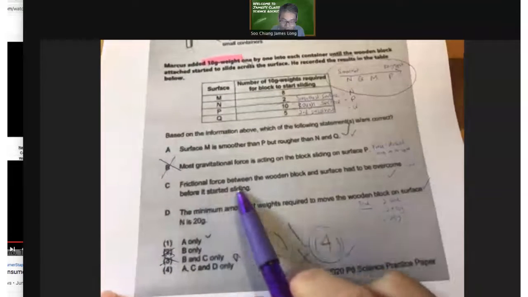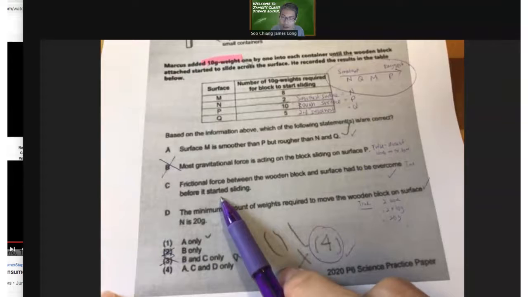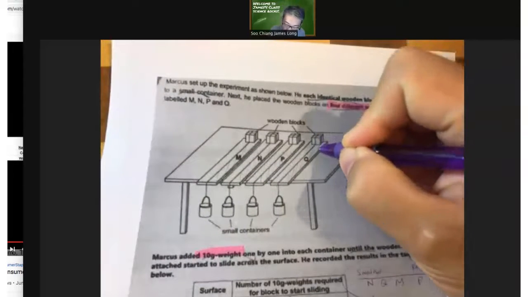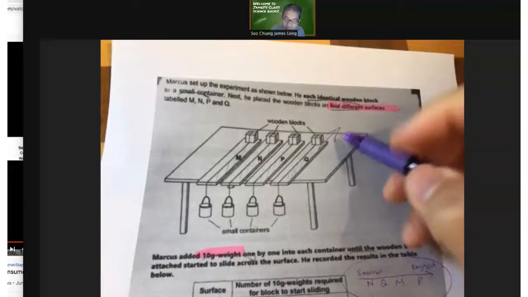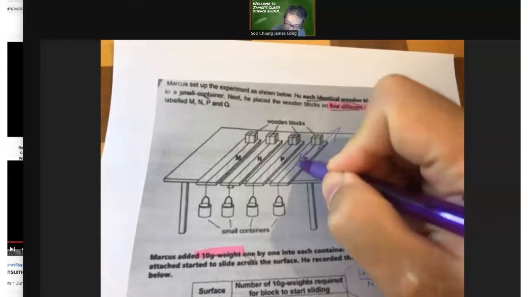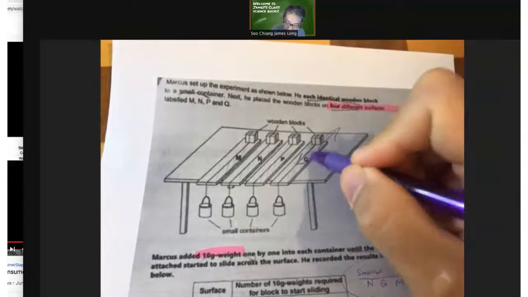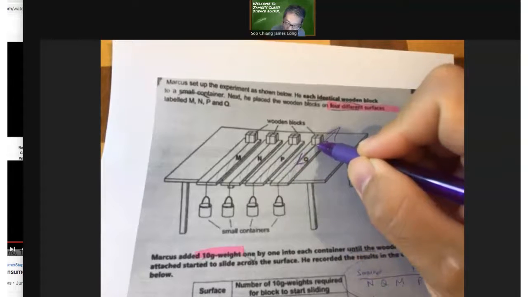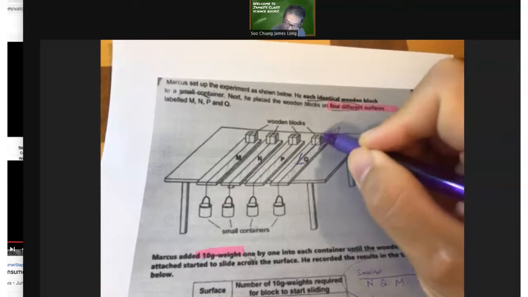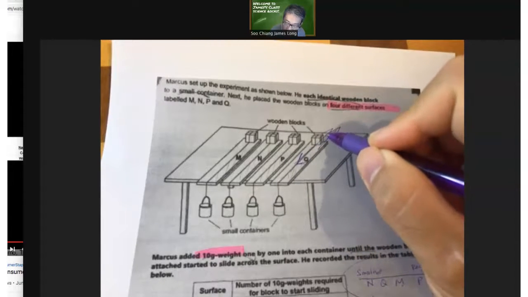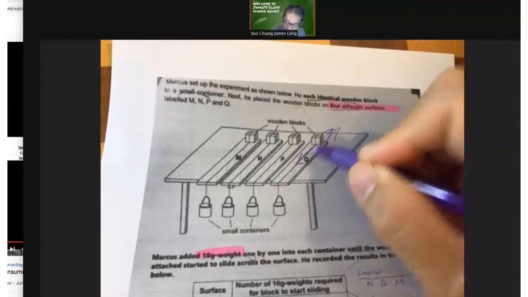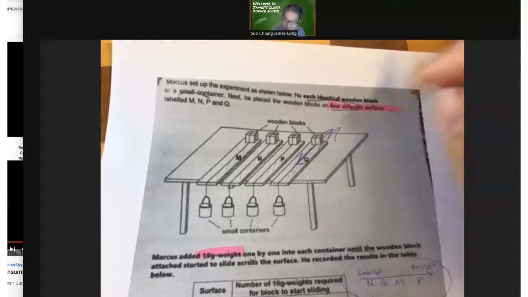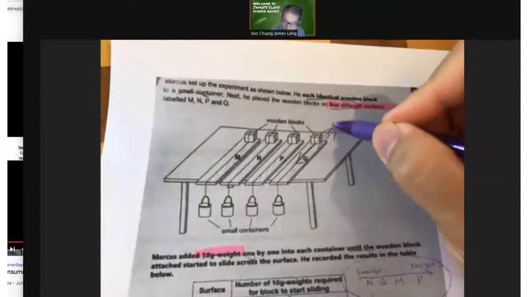Now, frictional force between the wooden block and the surface has to be overcome before it starts sliding. That is true. The frictional force acts in a direction opposite the direction of movement. So this is the direction of movement. And the force that is pulling the block in this direction must be greater than the force exerting on the block in this direction. This force must be greater than this frictional force.